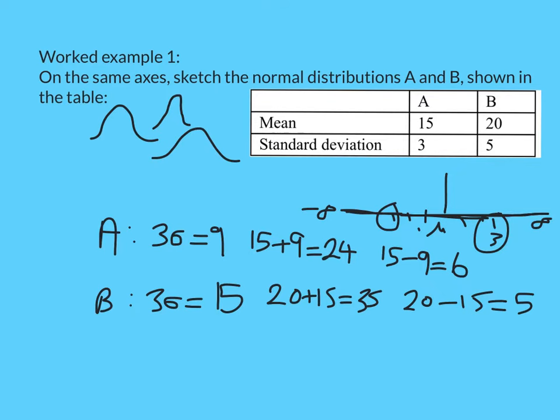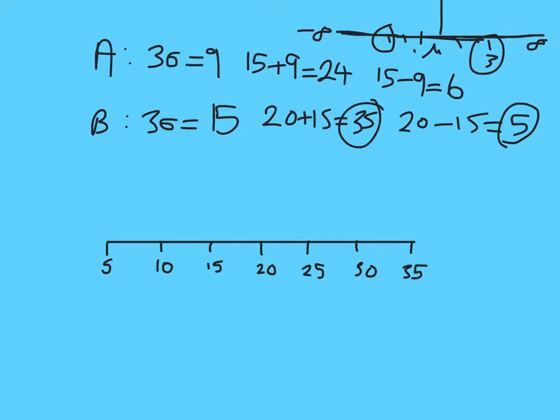So that is going to be the width of my curves, and it also shows me the smallest number I need to have on my axes and the largest number I need to have on my axes. Let's give that a go. So let's look at curve A first. The mean is at 15, so that's here, and it goes up to 24 and down to 6. So it's going to look something like this, and that's curve A.